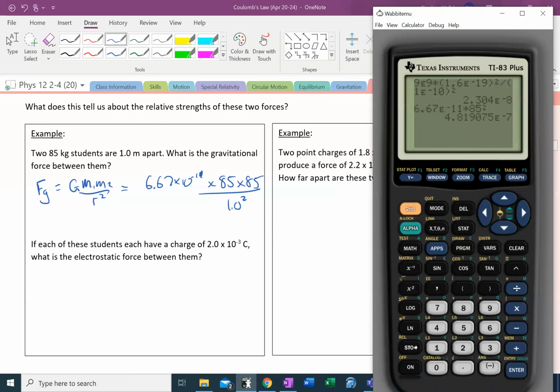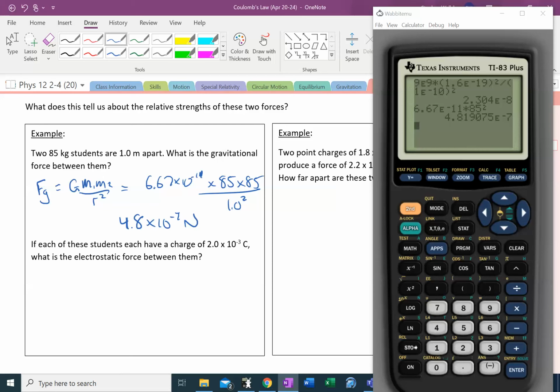so the same answer. So the gravitational force, if you've got 2 students, 85 kilograms, and they're about 1 meter apart, there is a gravitational force. It's around 4.8 times 10 to the minus 7 newtons. So extremely, extremely small. You wouldn't even be able to feel that, essentially. It would be impossible to detect, except with maybe the most high-tech devices in the world for detecting force. So let's take a look at the next one.